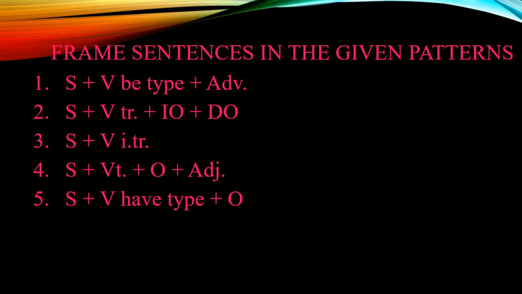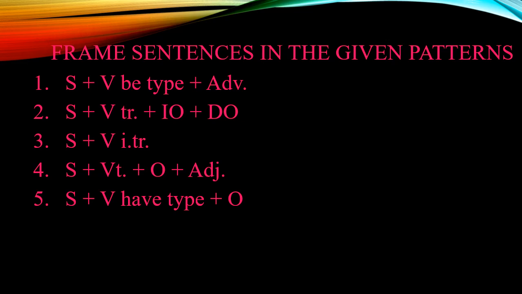Then you have subject plus verb intransitive. Now you know that an intransitive verb may not need an object. So here we have subject plus verb intransitive. For example, dogs bark. Now here the sentence doesn't require an object. Dogs bark is complete in itself, and so it is an example of subject plus verb intransitive. Similarly, you may write birds fly, the sun shines, they went.